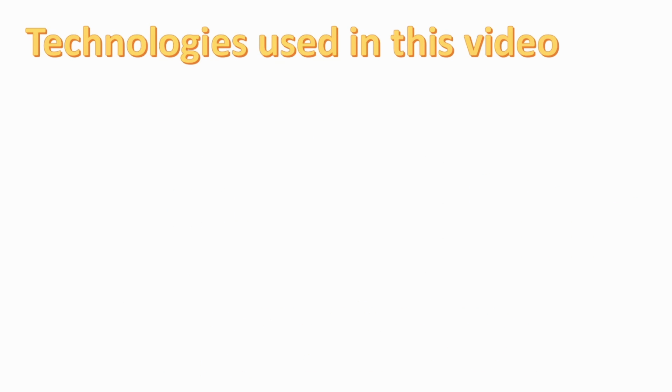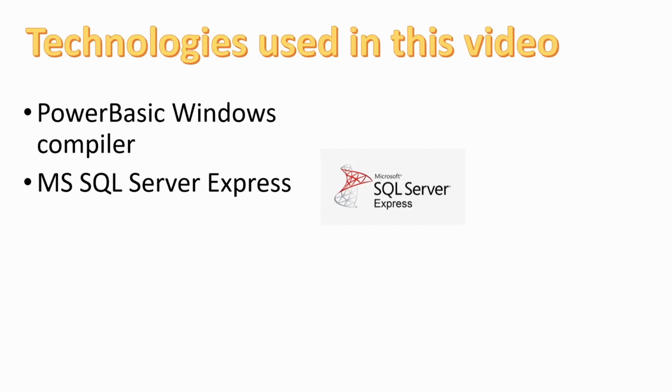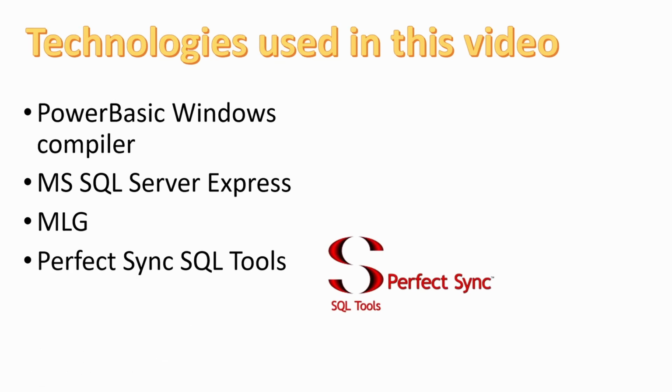Today we're going to bring together several technologies for developing in PowerBasic, for which we have already covered some videos. First of all, we'll be using the PowerBasic Windows compiler. Additionally, we're going to be connecting to a Microsoft SQL Server Express database. And we're going to be using My Little Grid, a custom grid control, to display our output. And finally, we're going to be using Perfect Sync's SQL Tools. This is to allow us to actually read and write to the SQL Server database from within PowerBasic.